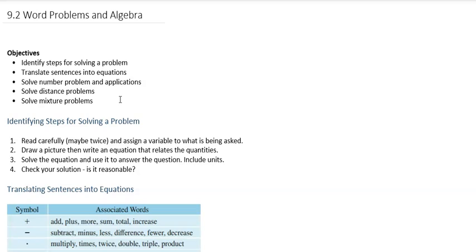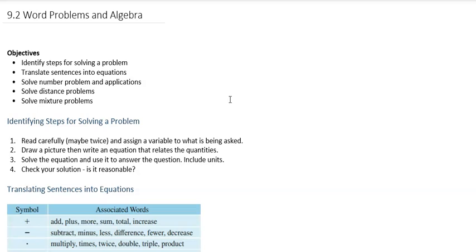A couple of specific problems that we're going to look at are distance and mixture problems, which many people have a hard time with. So if you know all of this, but not that, maybe you could just skip to the end. All right, so the first step is identifying the steps to solve a problem.